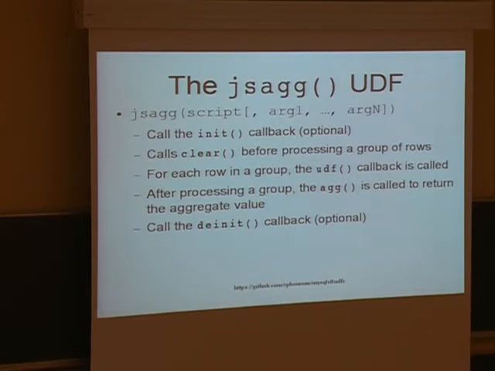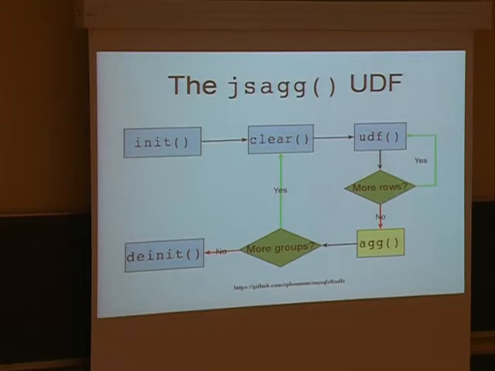And then for each row in that group, the UDF callback will be called. Finally, when the group is done, the add function will be called. And this will return the value back to MySQL and will end up in the result. And then finally, at the end, deinit will be called. So here's the flow diagram for that. First init, then for each group, one call to clear, then a call to UDF for as many rows as there are, and then finally when the group is exhausted, one call to add. If there are more groups, the cycle will run again. If there are no more groups, then we get a deinit and it ends.